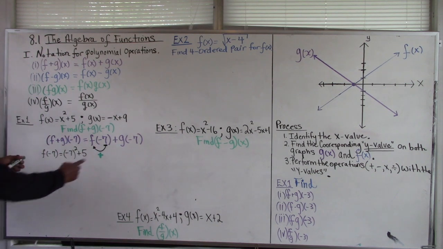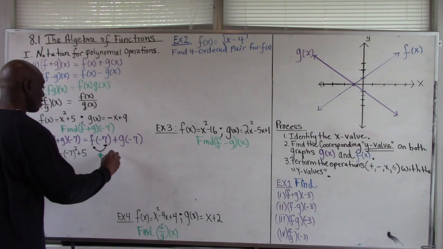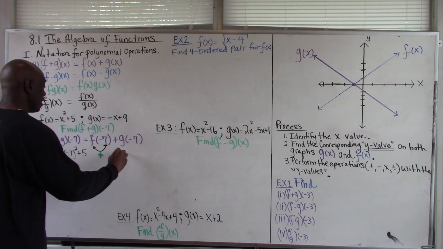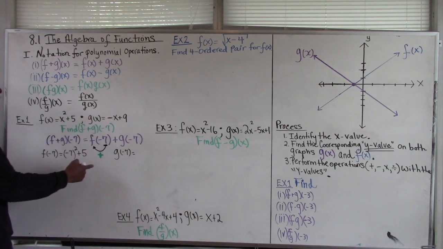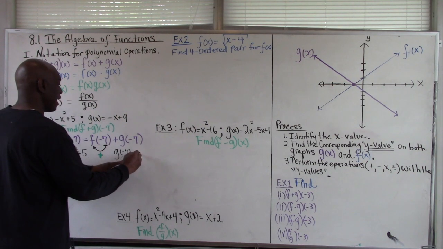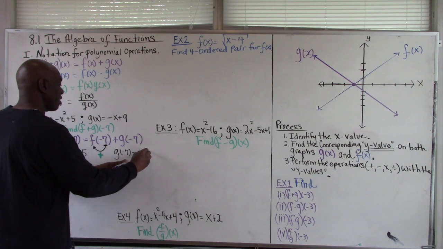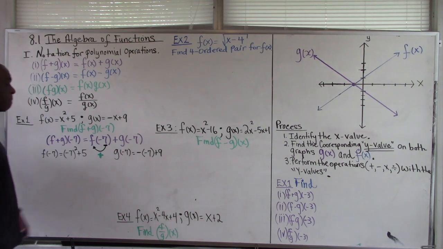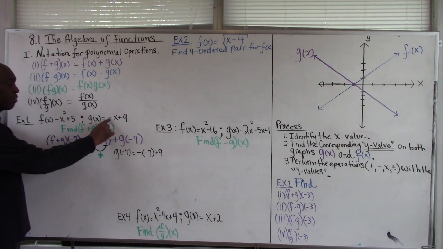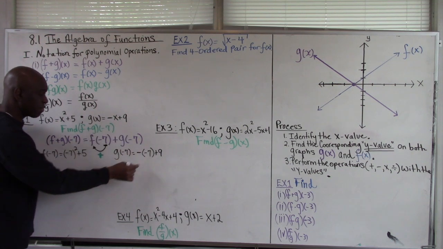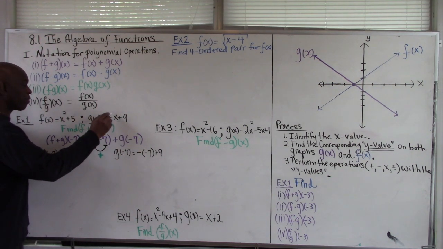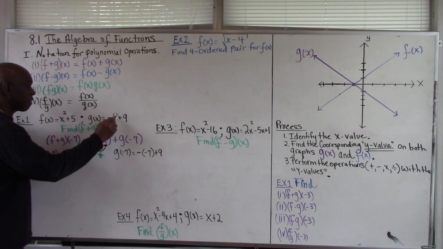Now let's find g of negative 7. Well, where's g? G is right here. That's going to equal negative of negative 7 plus 9. See this negative here? It just comes straight down, and x itself is negative 7. It's like you can put parentheses around this if you want, like that.